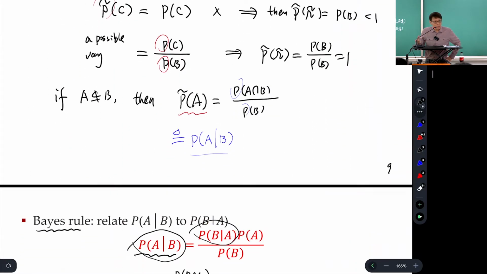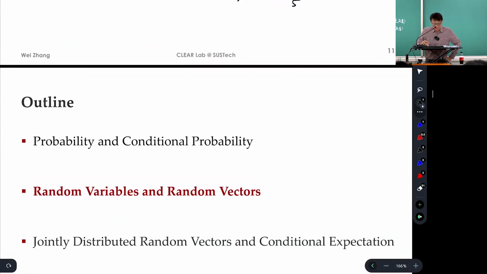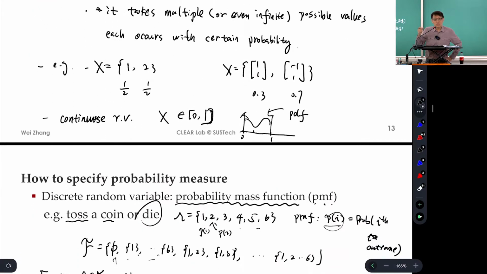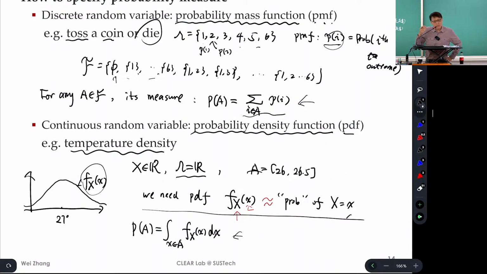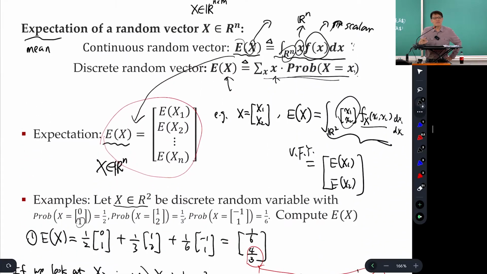Then to specify probability, we need what? Probability mass function or probability density function. Then we can compute the probability by summing over or integrating over the outcomes that lie in the event you are trying to compute the probability for. Okay, then we somehow jump to random variable and random vector.